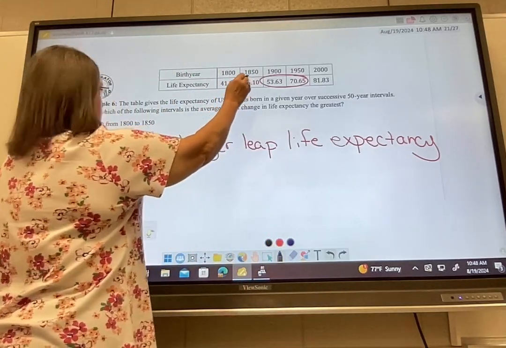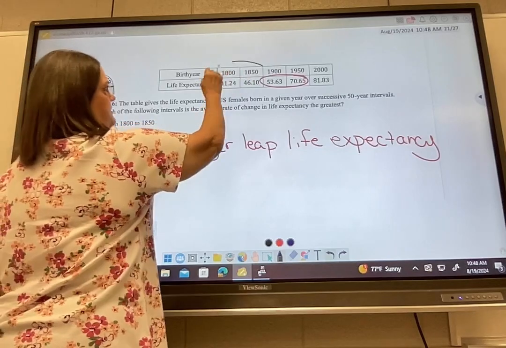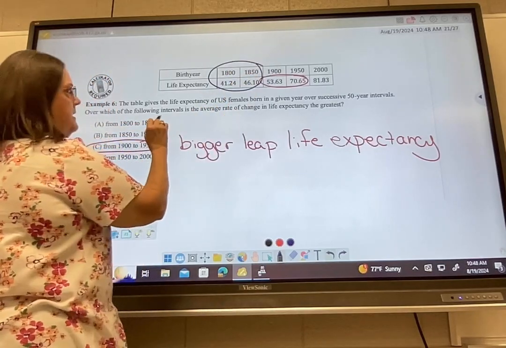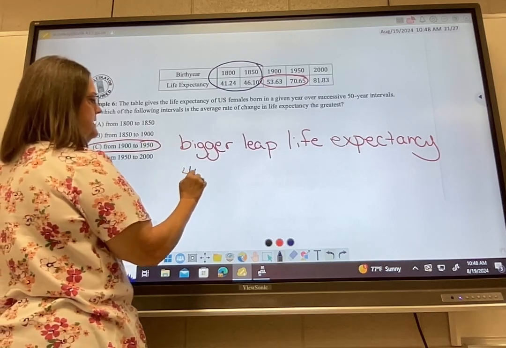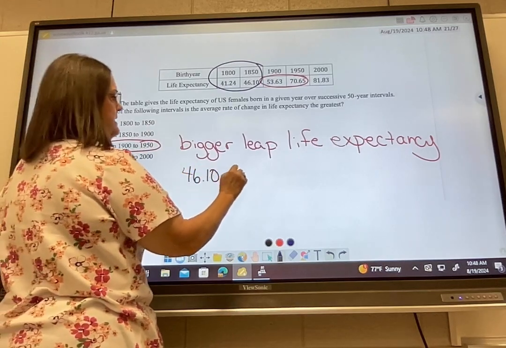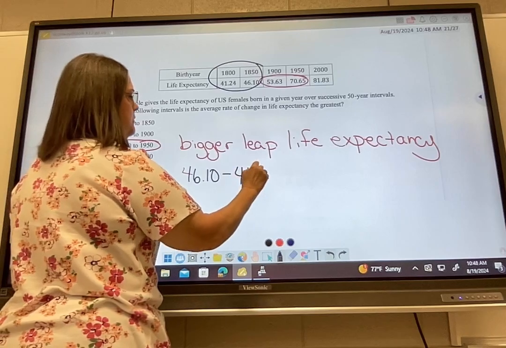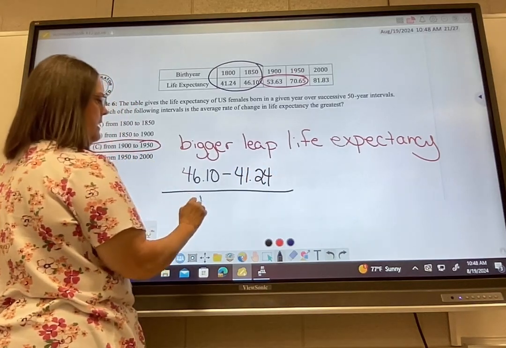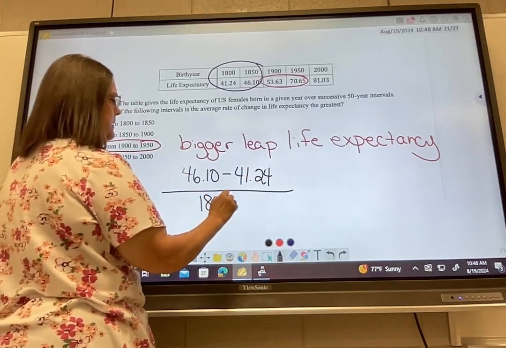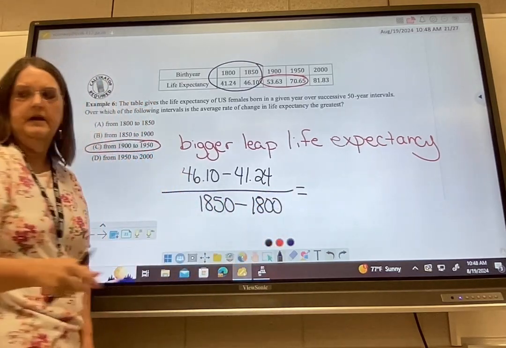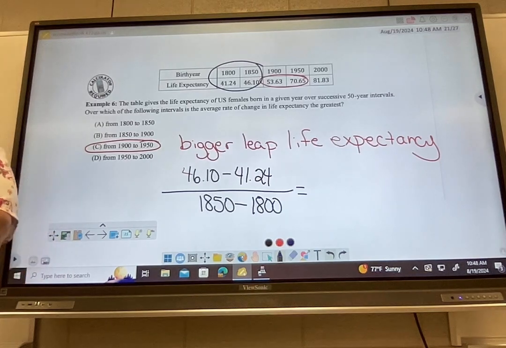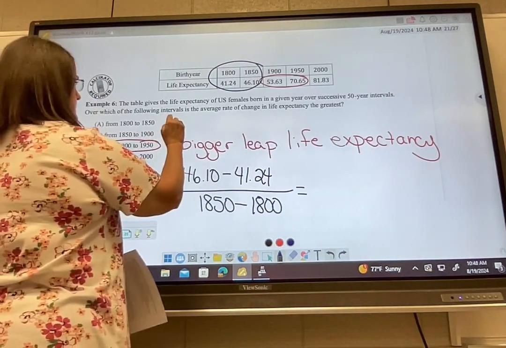So the first one is from 1800 to 1850, so you're looking at these two. So doing this letter A, you would do 46.1 minus 41.24 over 1850 minus 1800. And you would get that average rate of change, which is 0.0972.